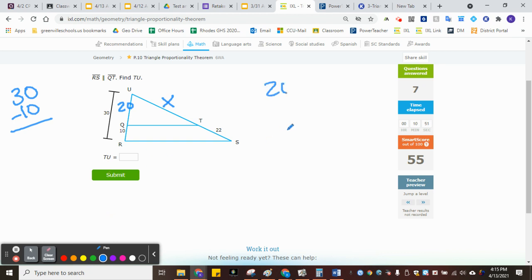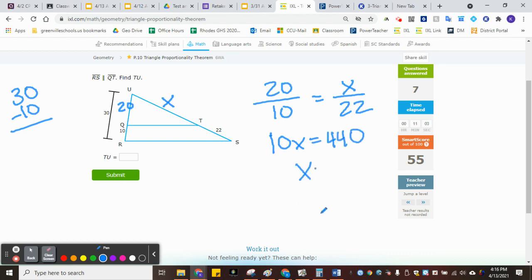So the top, 20 over 10, is the top over the bottom of this line. So 10x equals 20 times 22, which is 440. Divide by 10, you get 44. Again, this should make sense because 10 times 2 is 20, and 22 times 2 is 44.